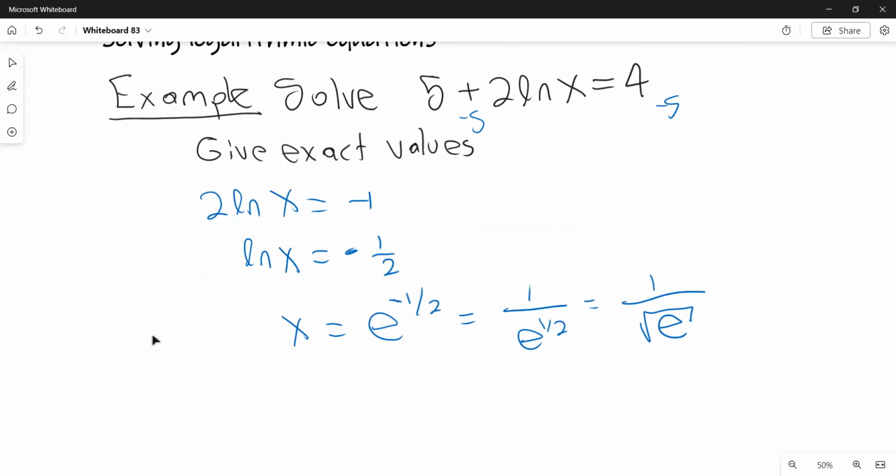If we do a mental check, the natural logarithm of e to the -1/2 is going to be -1/2. So 5 and 2 times -1/2 is going to be -1. So 5 minus 1 is going to be indeed equal to 4. And that is the solution set. The solution set is 1 over the square root of e.